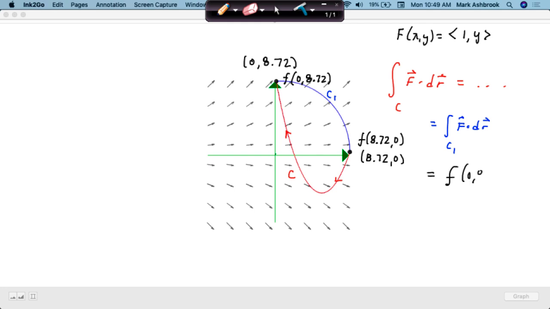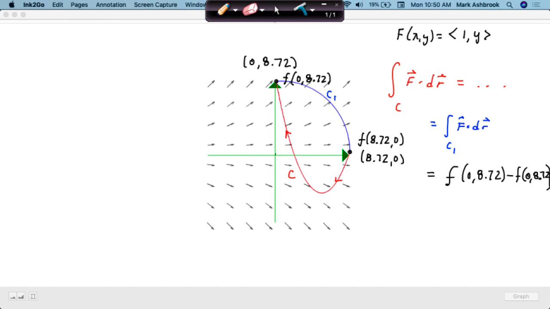What do you guys think? The rest of you. Agree? Right? Yeah, the final value of the potential function minus the initial value of the potential function. Okay? What else? Those are the only two ways to get this?